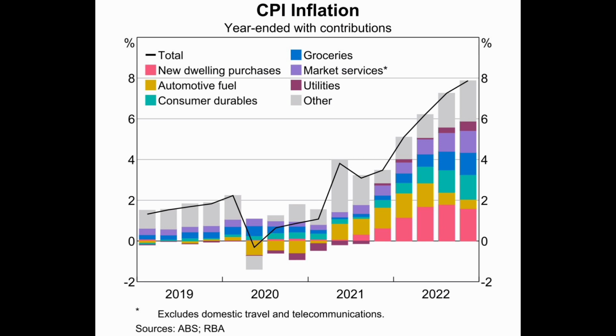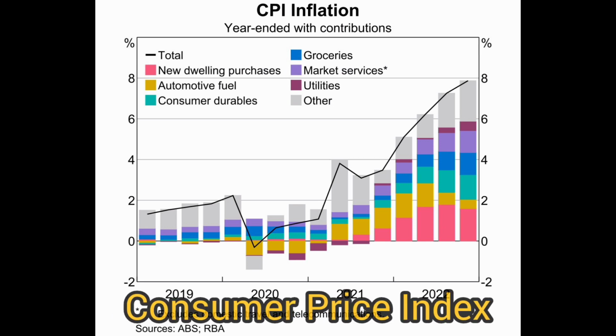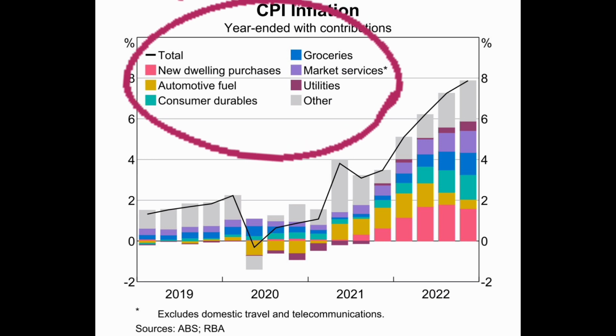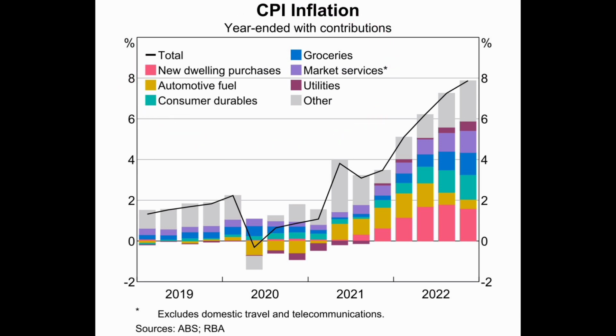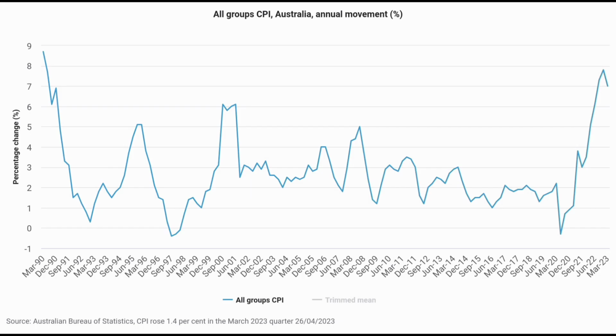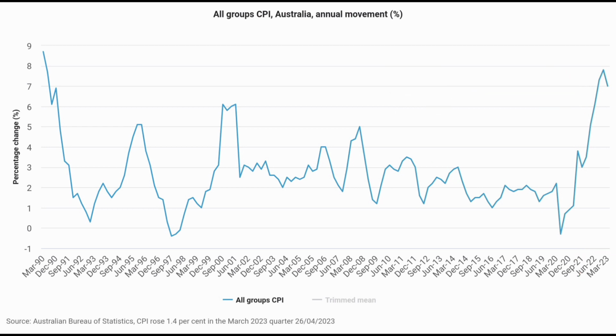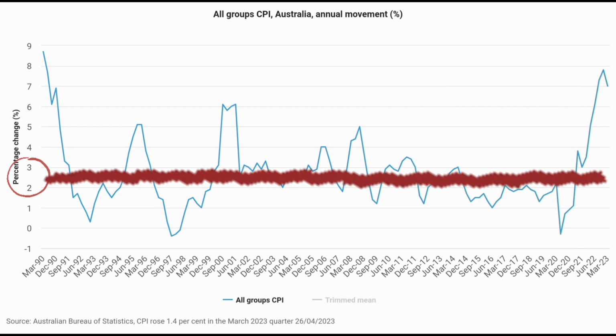The measure of inflation that the RBA uses is the Consumer Price Index, otherwise known as CPI, which tracks the changes in prices of a basket of goods and services that households buy. The latest CPI data shows that inflation was at 7% in the year to March 2023, way above the RBA's target of 2 to 3%.